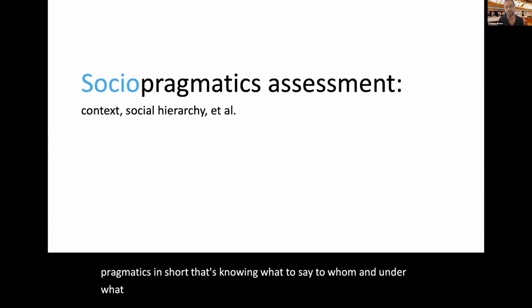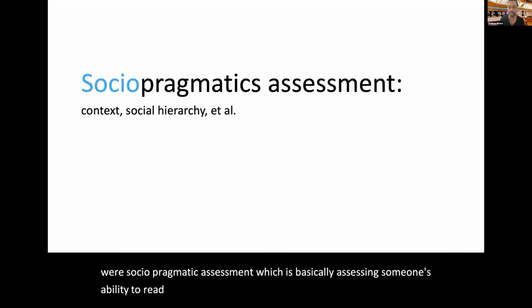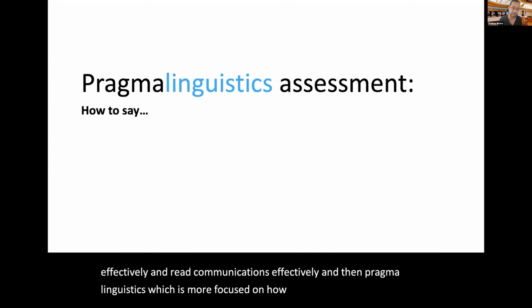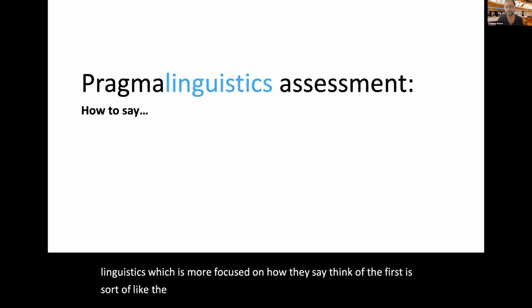So the two areas that we were most interested in were sociopragmatic assessment, which is basically assessing someone's ability to read a context or social hierarchy in order to communicate effectively and read communications effectively. And then pragmalinguistics, which is more focused on how they say it. So think of the first as the context and the second as how it's delivered.